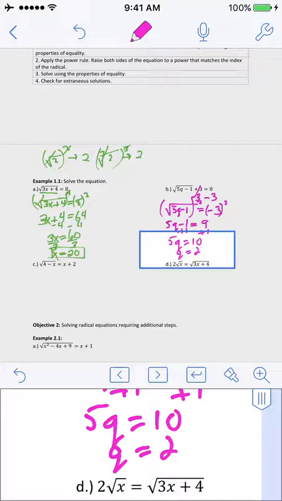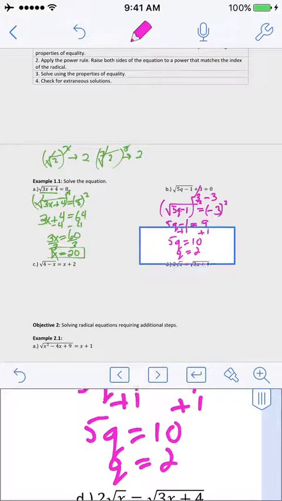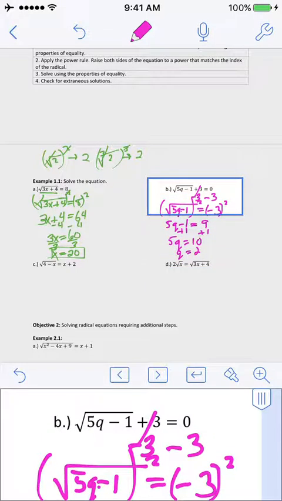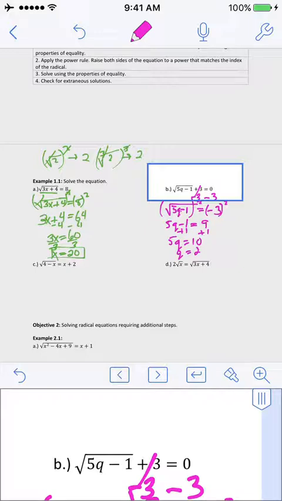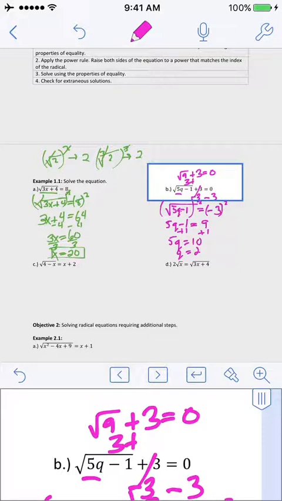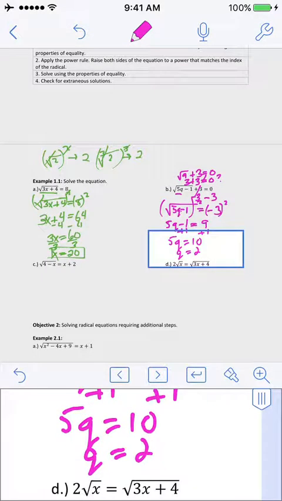Now, before I go boxing, I want to make sure that actually makes sense, right? So I plug that in. 5 times 2 is 10, minus 1 is 9, so I have the square root of 9 plus 3 equals 0. Hey, wait a minute. Does 3 plus 3 equal 0? That's not true. That is an extraneous solution.